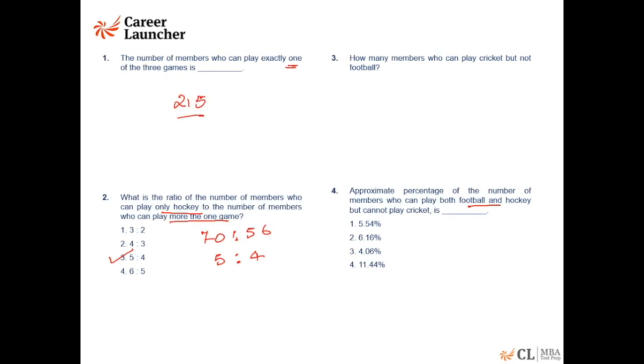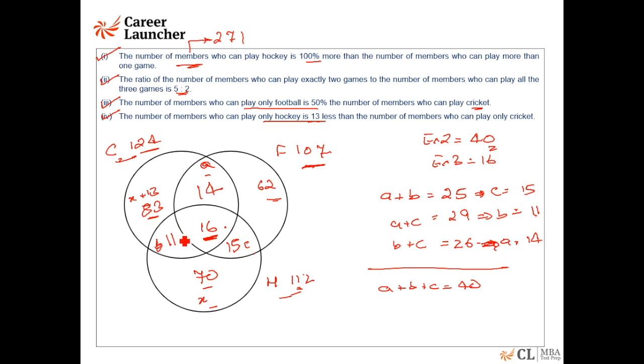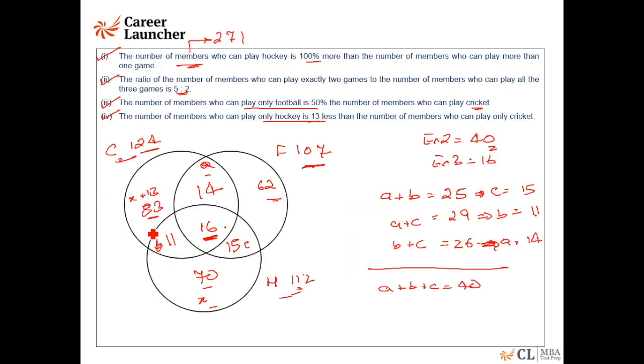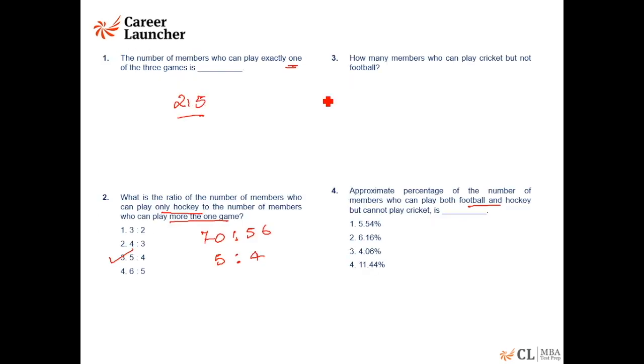You can look at the remaining two questions now. How many members are there who can play cricket but not football? That will be 83 plus 11, 94. These 94 people can play cricket but not football. Football, these 14 and 16 can play football. So 83 plus 11, 94.